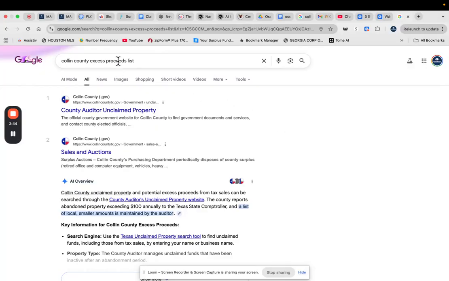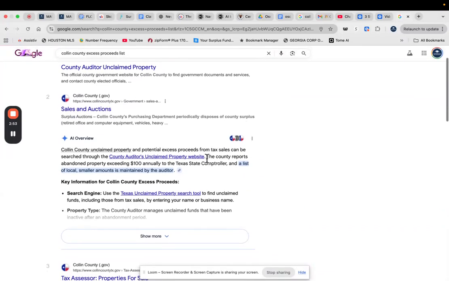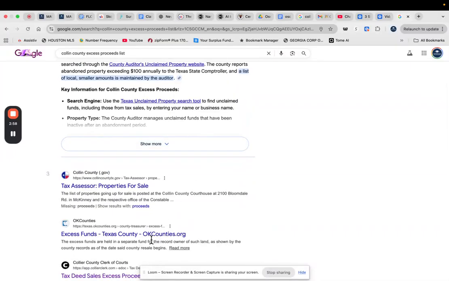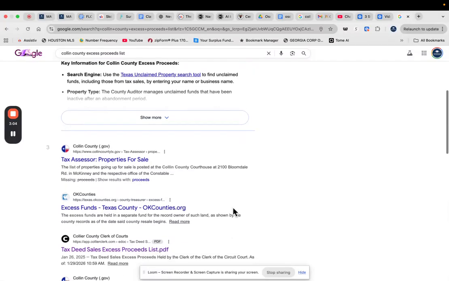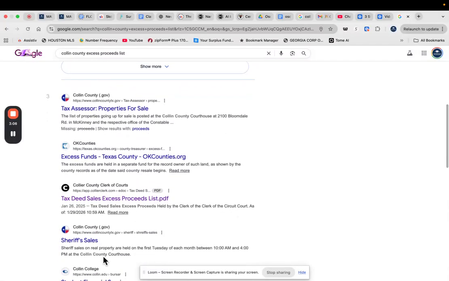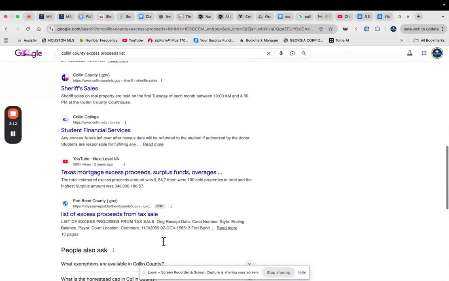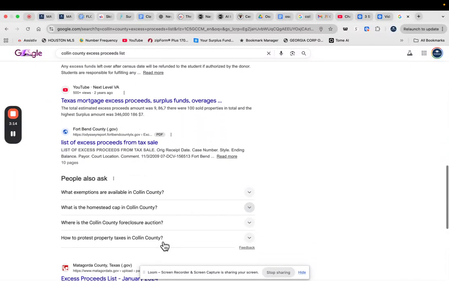I chose my county, and I'm going into Collin County excess proceeds. So I click that, and as you guys see, they have county auditor unclaimed property. What I'm looking for is an excess proceeds list. I see excess funds, Texas County, but I don't really see anything for Collin County. I'm not really surprised, because they have sheriff sales, but I really don't see a list for Collin County.